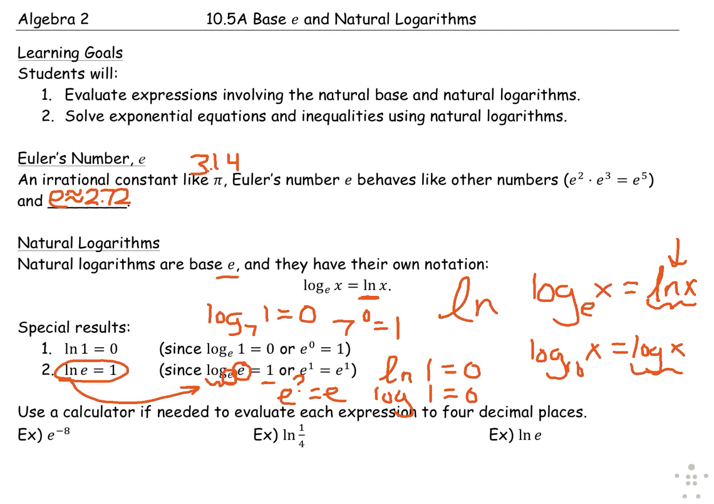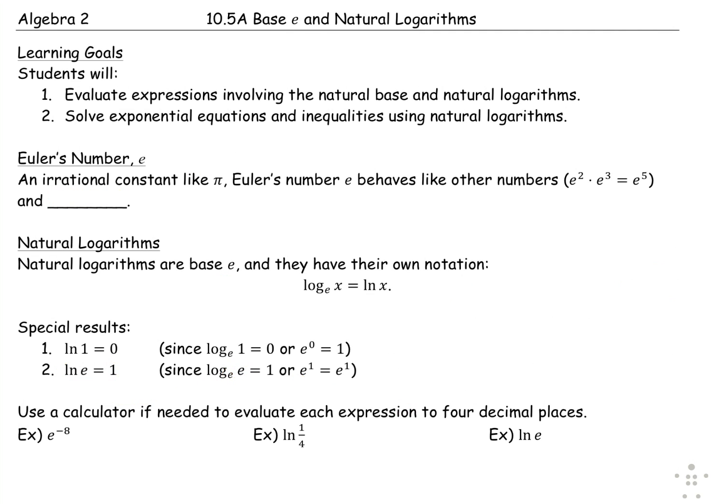So use a calculator if needed to evaluate each expression to 4 decimal places. So you will use the free Graph Calc app for your homework, and it doesn't have Euler's constant in it of 2.72 for e, Euler's number. So what you'll have to do in the calculator is put in 2.72 caret and then negative 8. Hit enter, and your approximate answer, rounding to 4 decimal places, will be about 0.0003355.